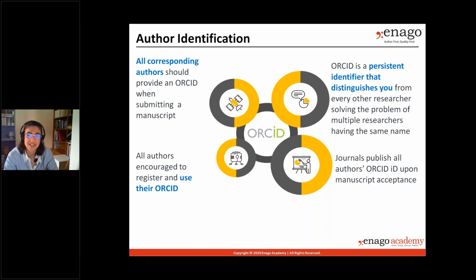So ORCID is a persistent identifier that distinguishes you from every other researcher, solving the problem, of course, for multiple researchers having the same name. Usually journals will publish all authors' ORCID ID upon manuscript acceptance, and it's often a prerequisite that you provide your ORCID ID for your involvement in a manuscript to be accepted by the journal and for the publication to proceed. So all authors are encouraged to register and use their ORCID ID.